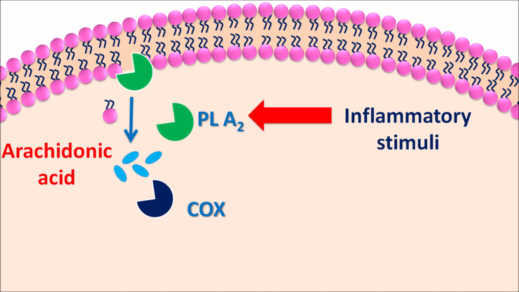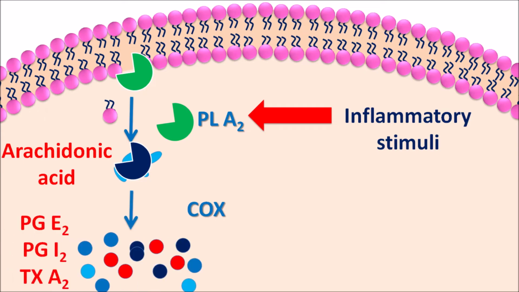Now, by action of this enzyme, arachidonic acid is going to be converted into various mediators such as PGE2, PGI2, thromboxane A2. In this way, prostaglandins and thromboxanes are going to be produced. All these can produce some inflammation resulting in the redness, itching, and swelling of the skin.